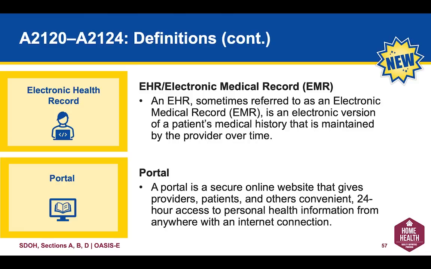An EHR, or electronic medical record, is an electronic version of a patient's medical history maintained over time. A portal is a secure online website that gives providers, patients, and others authorized convenient 24-hour access to personal health information from anywhere that has an internet connection. You can find additional information related to EHRs, EMRs, and portals in the OASIS-E manual.